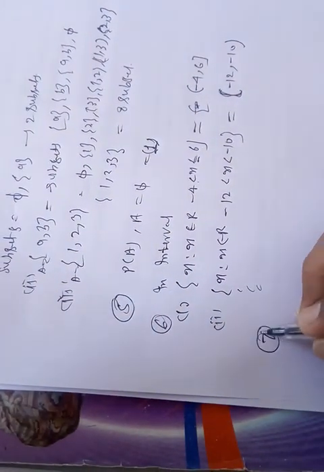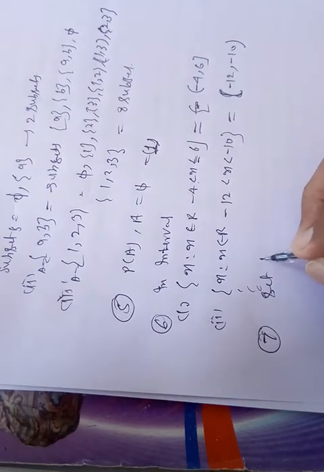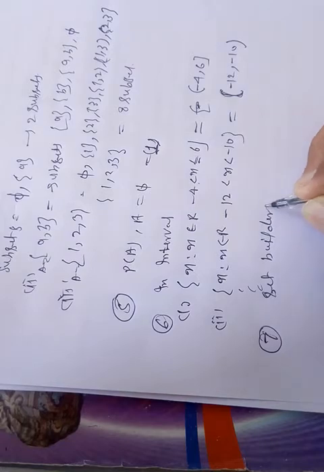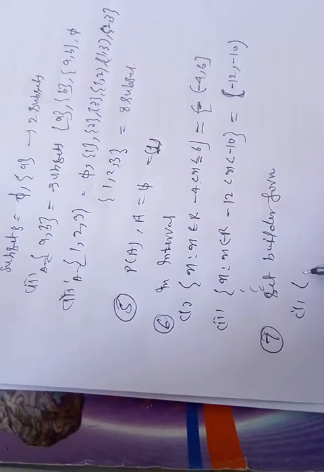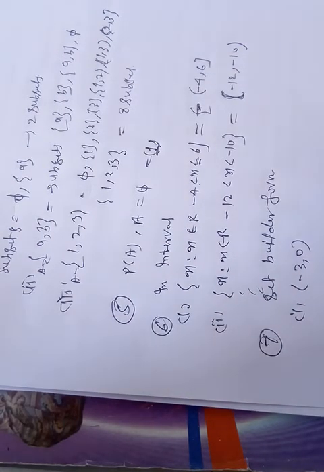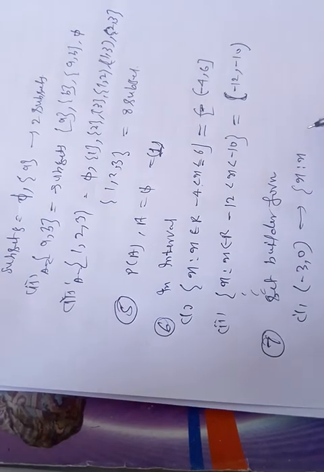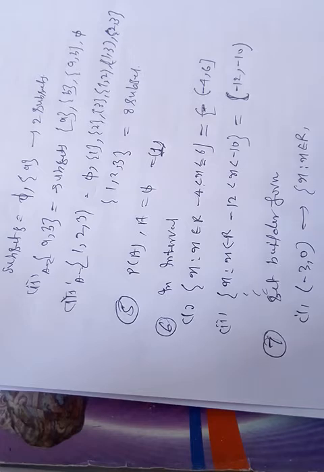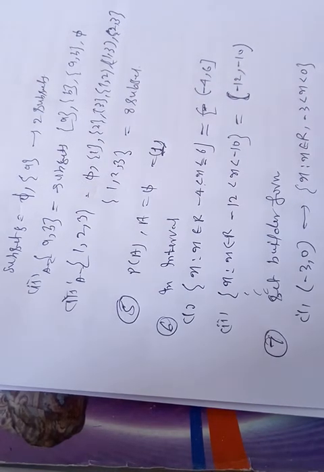Solve question 7. Write down the interval in set builder form. First, (-3, 0). Is -3 an integer or already real? All integers are real, all natural numbers are real. Okay, so (-3, 0) changes to x such that x belongs to real and -3 < x < 0.